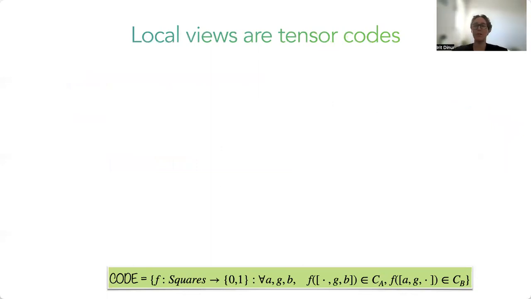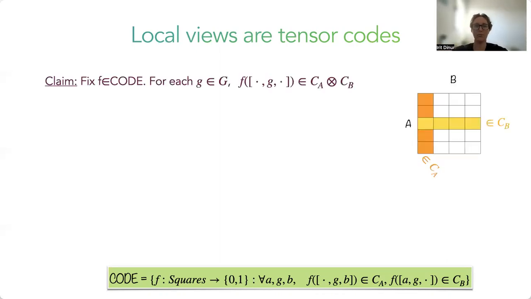What other properties does our code have? A key property is that the local views are, in fact, interesting little intermediate codes, which are tensor codes. And that's a key property because the tensor codes themselves are locally testable. We're going to use this to lift the small local testability to local testability of the entire code. So why are we saying this? The local views are tensor codes.